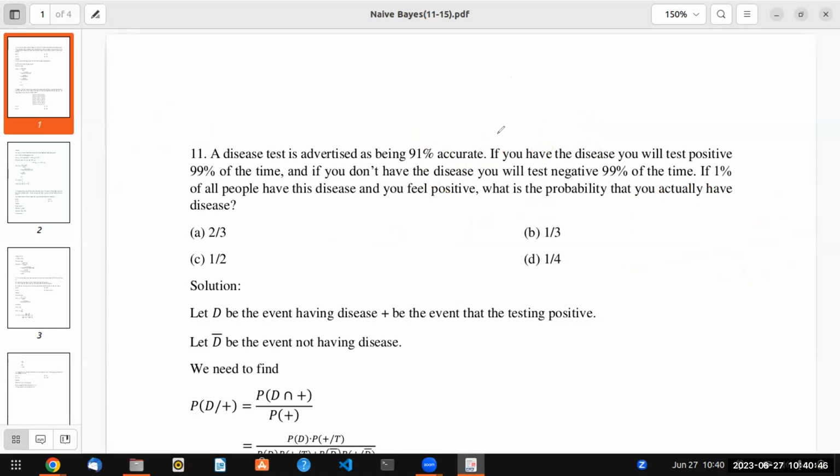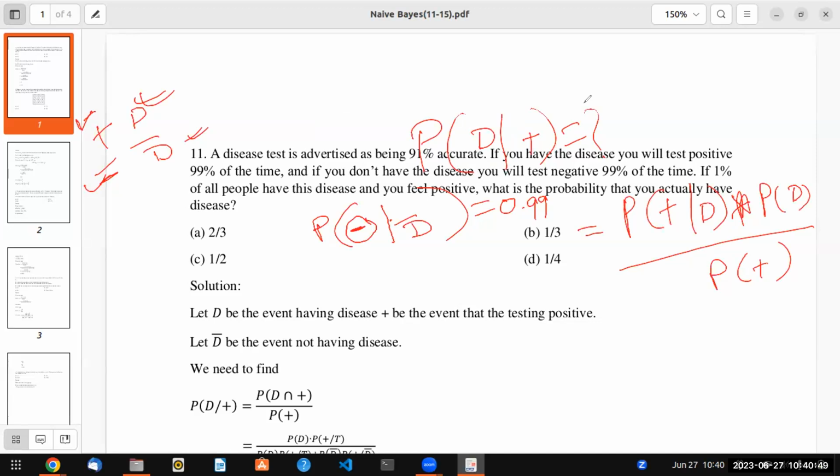Now, the first line: the disease test is advertised as being 91% accurate. How can we get the lines? Tell me about the first line. What have they done? What probability have they given? The probability of the test result, test accuracy, right? The test result is accurate 91% of the time. This is the first sentence.